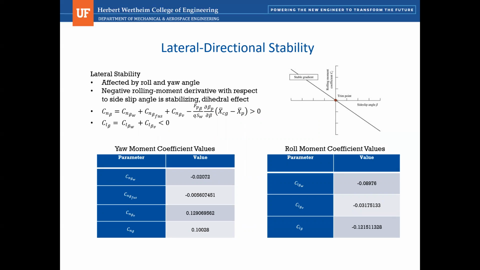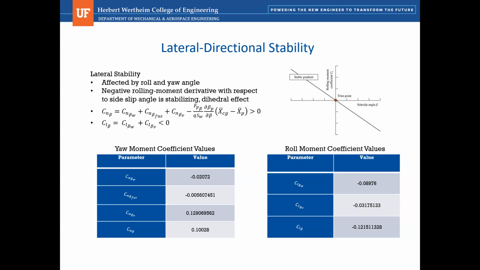Lateral directional stability concerns itself with the roll and the yaw angles. A negative rolling moment derivative with respect to side slip angle is stabilizing, and that's where we get our dihedral effect. That's a stabilizing contribution to our aircraft. It's noted that Cn beta has to be greater than 0 to ensure directional stability, and Cl beta has to be negative to ensure lateral directional stability.